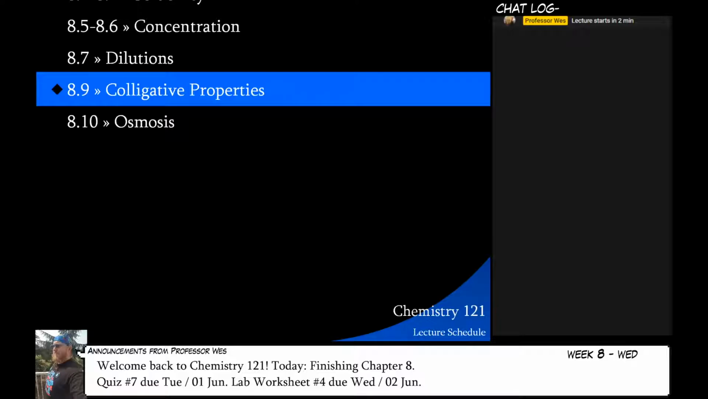So for these last two sections, we're not going to do any math in the rest of Chapter 8. We're just going to talk about some various properties of solutions that are not chemical in nature. These are all entirely physical properties, and as a result, they can be explained just by the presence of particles. Their identity doesn't matter. Whether it's sodium or potassium or chloride or hydroxide, these properties don't care about that. They just care about the number of particles in the solution. So concentration matters, but what they are does not.